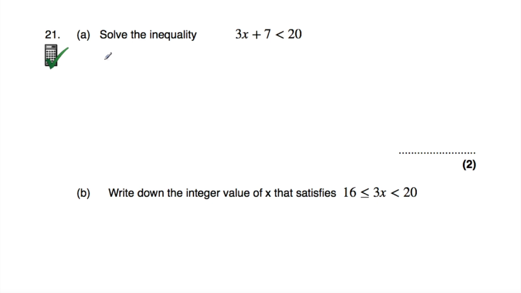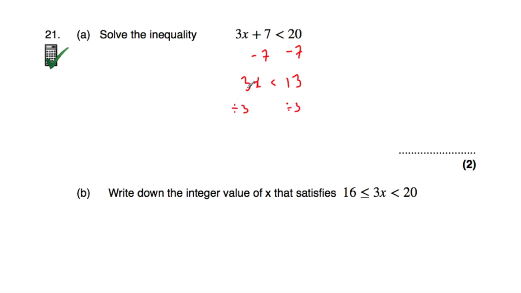So question number 21a says solve the inequality 3x plus 7 is less than 20. Okay, so we want to solve this inequality, so let's get rid of the plus 7. So let's take away 7 from both sides of the inequality. So on the left hand side, we're taking away 7 to get rid of the plus 7, so we'll be left with 3x. And 20 take away 7 is 13. Okay, so we've now got that 3x is less than 13. We want to get rid of this multiplied by 3, so let's divide by 3 and divide by 3.